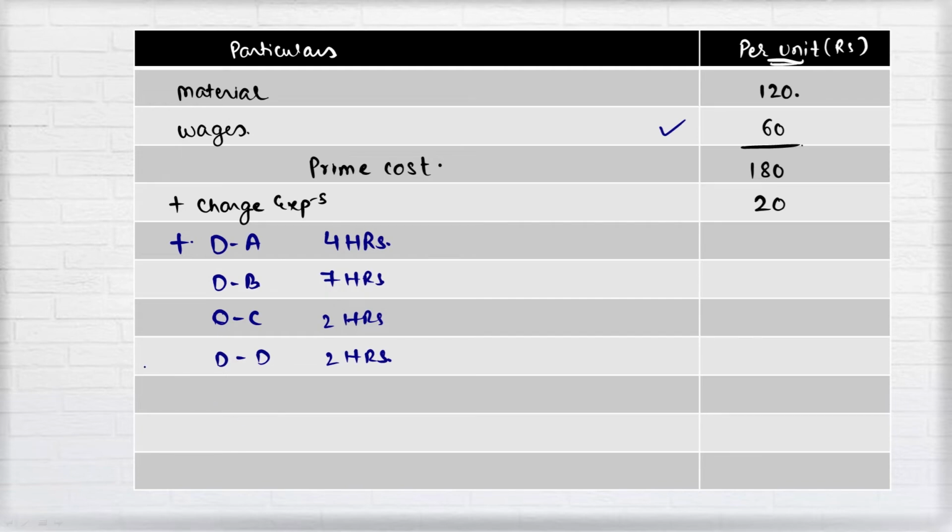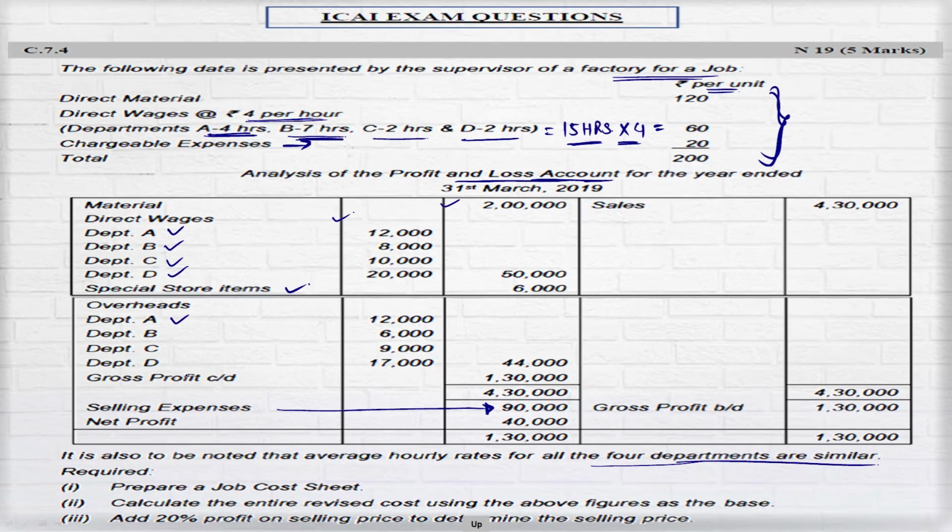What will be the overhead absorption rate? What am I finding out? Overhead. It is working in 4 departments. It should absorb the 4 departments' overhead. What will be the overhead absorption rate for department A? First, which method should I be using to absorb the overhead?